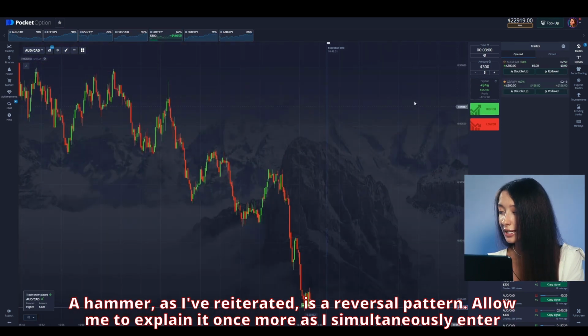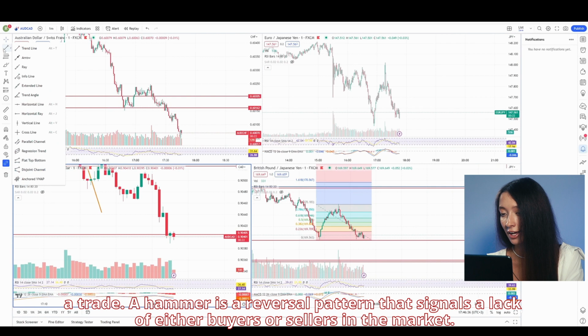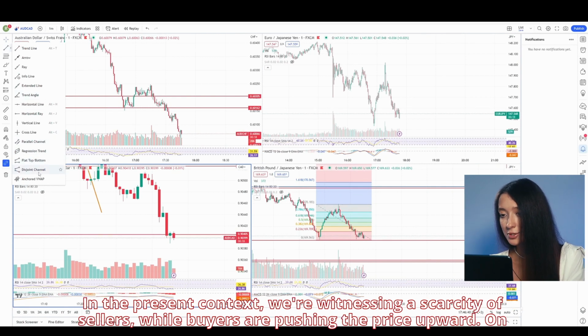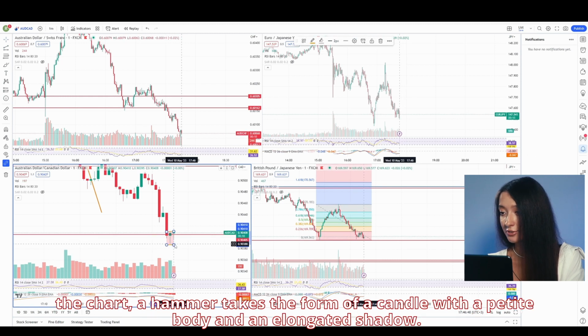Allow me to explain it once more while we simultaneously enter the trade. A hammer is a reversal pattern that signals a lack of either buyers or sellers in the market. In the present context, we're witnessing a series of sellers while buyers are pushing the price upward. On the chart, a hammer takes the form of a candle with a petite body and an elongated shadow.